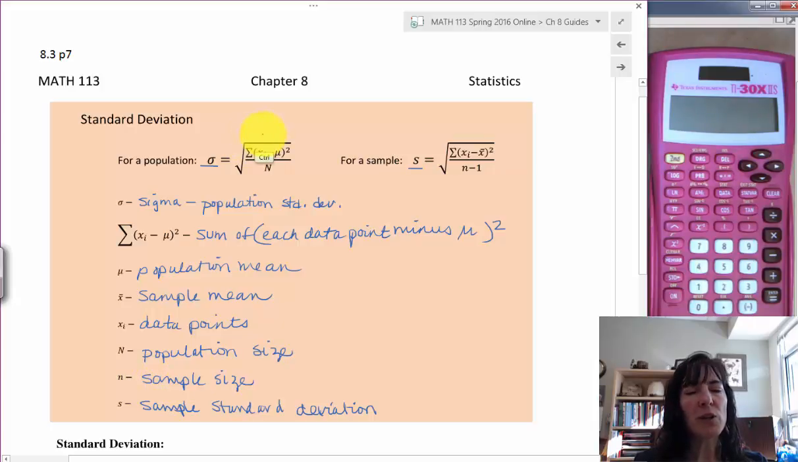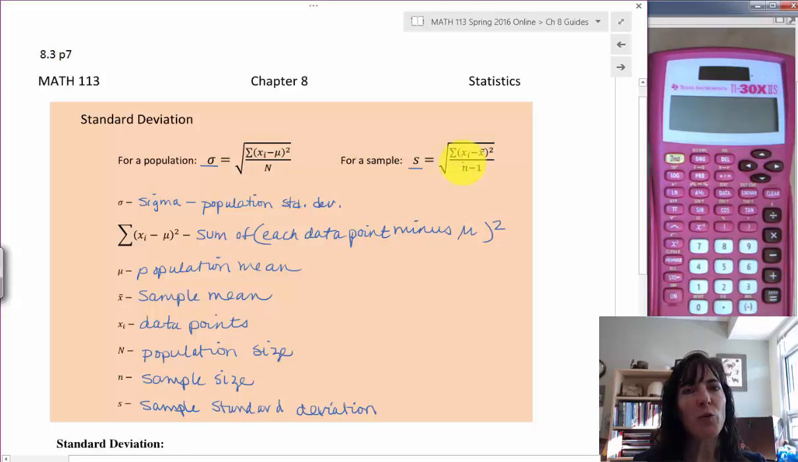So these two formulas you don't have to memorize, but you do have to write them and use them correctly. The summation of the distance of each data point from the mean squared, and then add them up, and then divide by the population size, and then take the square root of the whole thing. If you're doing it for a sample, you're finding still the distance from each data point to the mean squared, and then add all those squared differences up, and then divide by n minus 1, which is the sample size minus 1, and then take the square root of it.